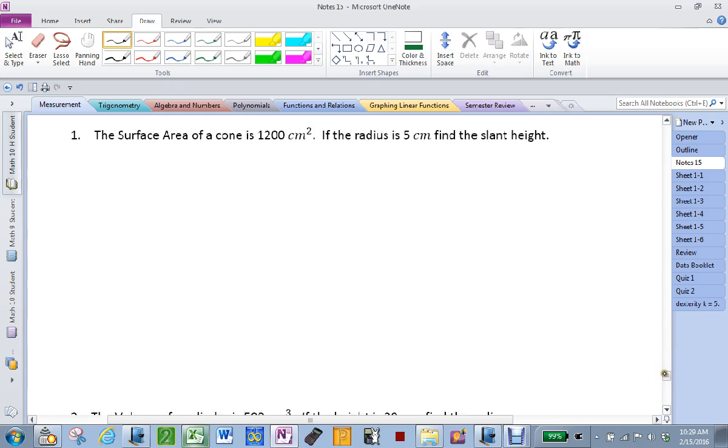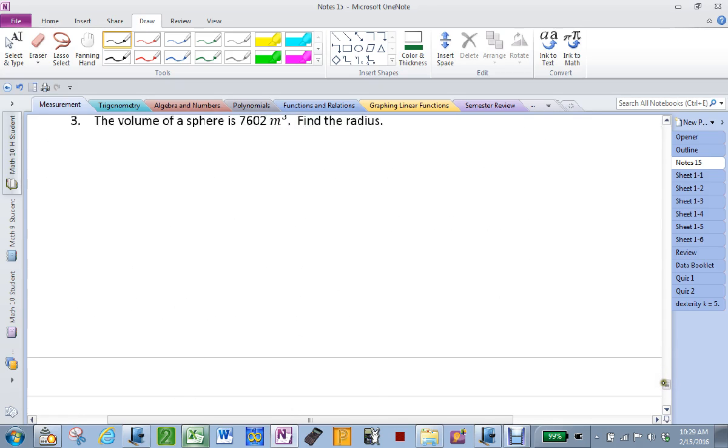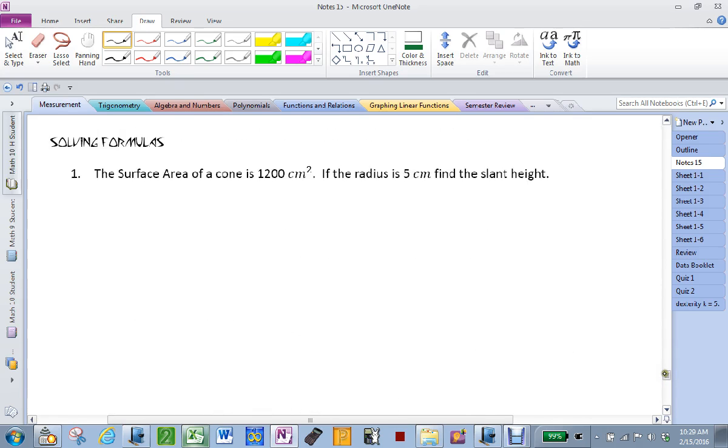So you guys actually already know how to do these. So it's going to just take a minute to run through it. Surface area of a cone is 1,200 centimeters squared. If the radius is 5 centimeters, find the slant height. So, what do I got to do? You can draw it out, or you can go straight to the formula, right, Kobe? Either way is cool. If you go straight to the formula, surface area of a cone is pi r squared plus pi r slant. Yes? What do we have?